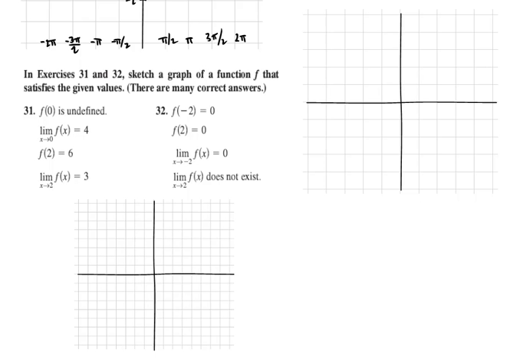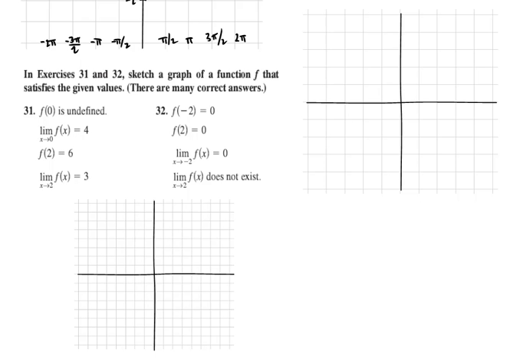First of all, we know that f of 0 is undefined. There might be a point discontinuity there. There might be a vertical asymptote there. So there may be basically one of those two types of behaviors, but we really don't know. So let's look at the next thing.